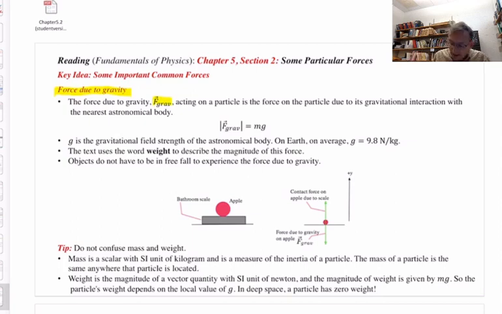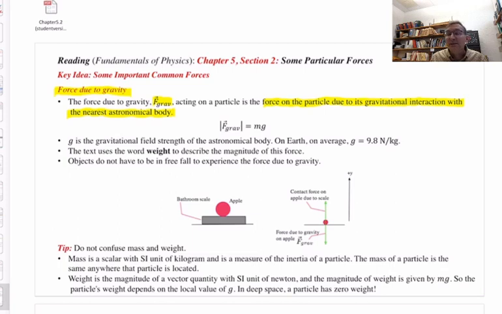Okay? That's the force acting on a particle due to the particle's gravitational interaction with the nearest astronomical body. In almost all the situations we're going to be dealing with, not every single one, but almost all, we're going to be studying the motion of a particle on the surface or near the surface of some planet. That's what I mean by the nearest astronomical body. For us, the nearest astronomical body is Earth.